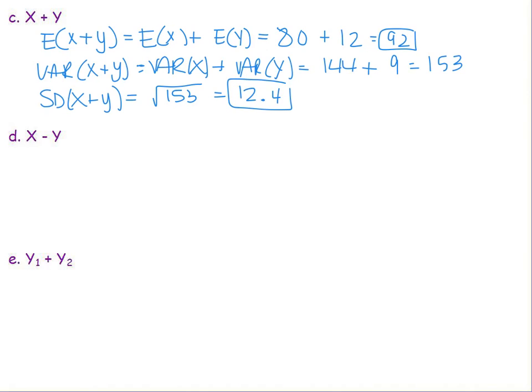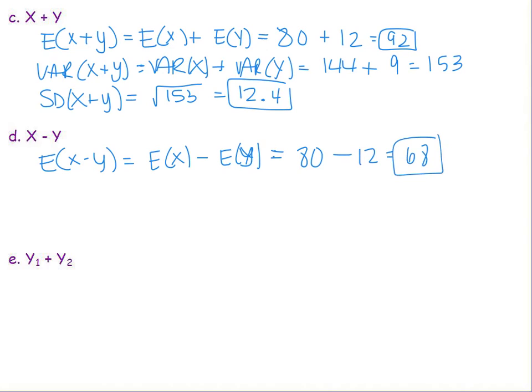So let's look at, we're changing one thing. Now it's x minus y. So the expected value of x minus y, go back to equation 5. If it's minus between x and y, it's minus between their expected values. And yes, that's supposed to be a y. So the expected value of x was 80, but this time we are subtracting the expected value of y, so we're subtracting 12, and that leaves us with 68.